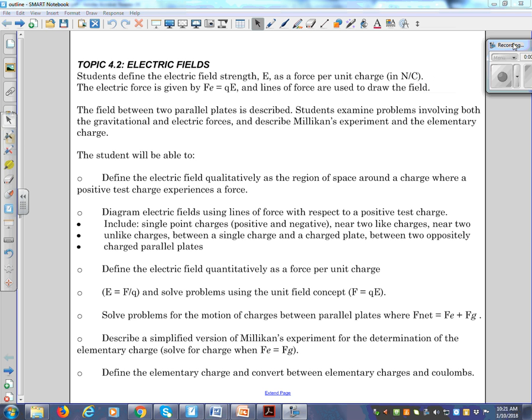Students will define electric field strength E as a force per unit charge in newtons per coulomb. Electric force is given by Fe equals QE, and the lines of force are used to draw the field. Field between two parallel plates is described, and so on.